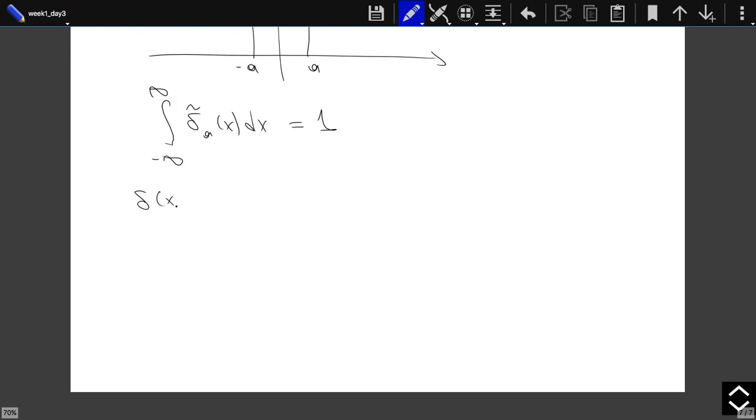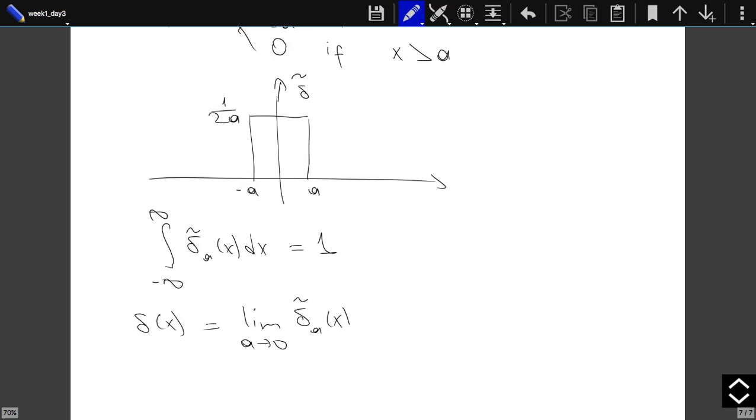And Dirac delta of x, you can just write it as the limit as a goes to 0 of this Dirac delta tilde a of x. It satisfies all the conditions. Its integral is 1. It is 0 everywhere except, this Dirac delta tilde function is 0 if x is larger than a or smaller than minus a, but we are taking a to 0. So if x is not equal to 0, then this limit will be 0. If x is 0, then the value of that function is 1 over 2a, and when we take the limit a goes to 0, it becomes infinite. Just like the Dirac delta.